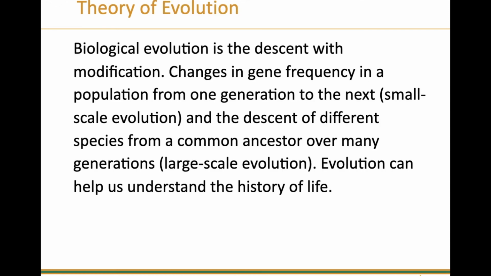So the theory of evolution, as simple as I can make it: biological evolution is descent with modification. As organisms change, like you're different from your parents a little bit, and these changes in gene frequency in a population from one generation to the next, that's called small-scale evolution. The descent of different species from a common ancestor over many generations, that's large-scale evolution. And evolution can help us understand the history of life.